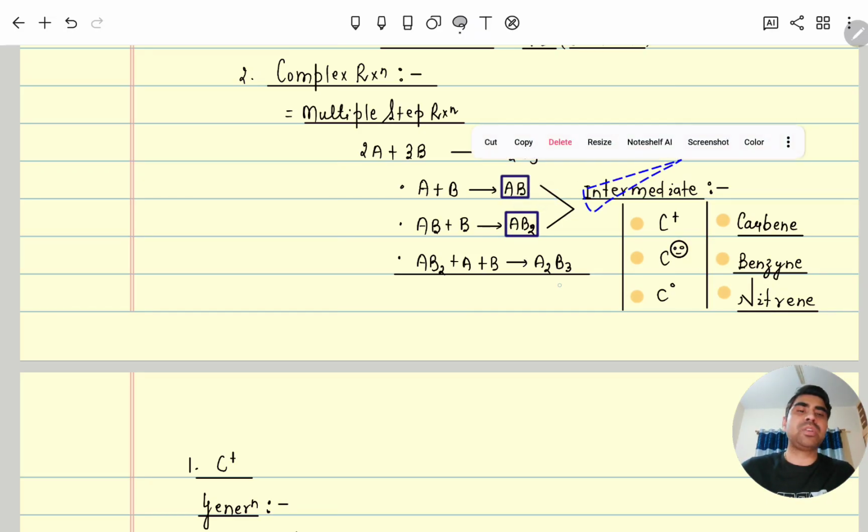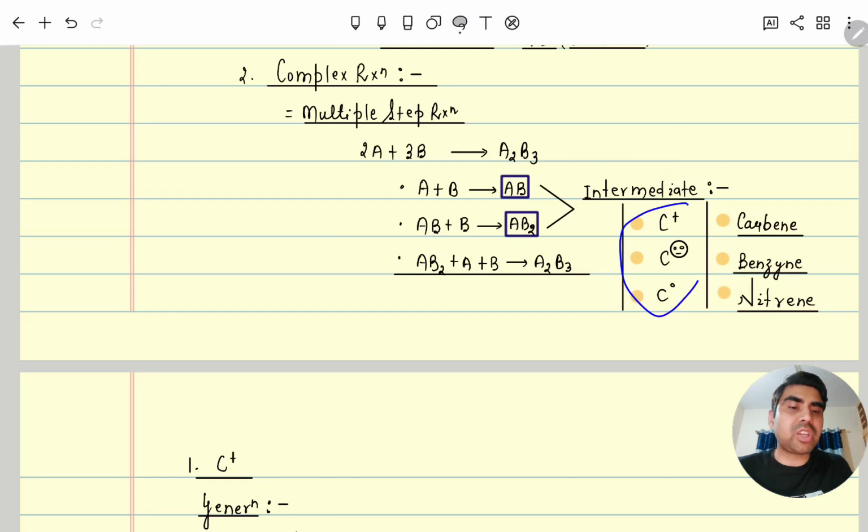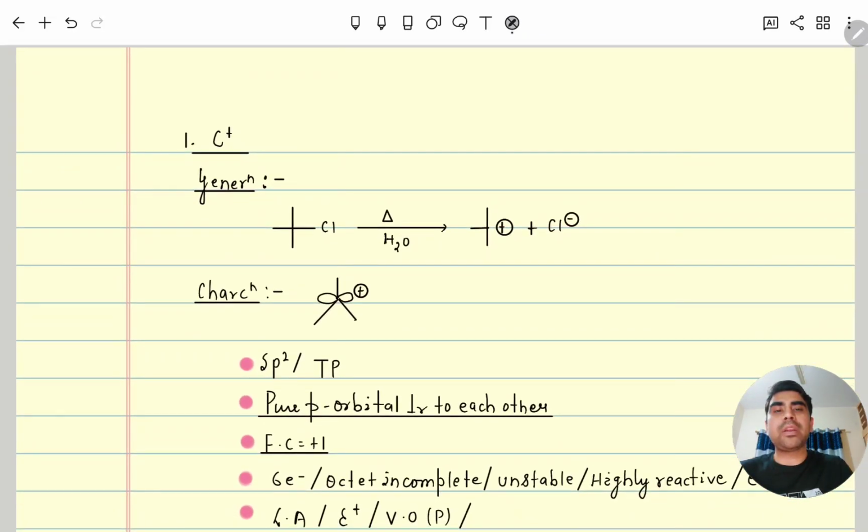In organic chemistry, there are 6 intermediates. Predominantly we will study these 3: carbocation, carbon free radical and carbanion, whereas the other 3 are carbene, benzyne and nitrene. Next, moving further, carbocation intermediate.